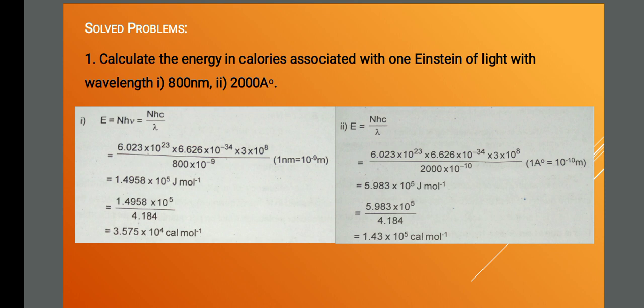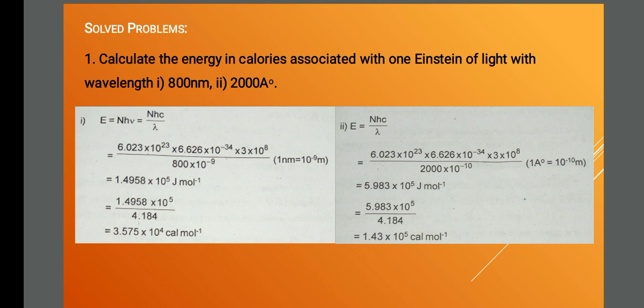In yesterday's class we have seen this. So E is equal to N into h nu, and all of us know c is equal to nu lambda. So we can substitute the value of nu as c by lambda. N is Avogadro's number, a constant value, h is Planck's constant, and c is the velocity of light. We know all three values, so substitute them. N is 6.023 into 10 to the power of 23, Planck's constant is 6.626 into 10 to the power of minus 34, and velocity of light is 3 into 10 to the power of 8.